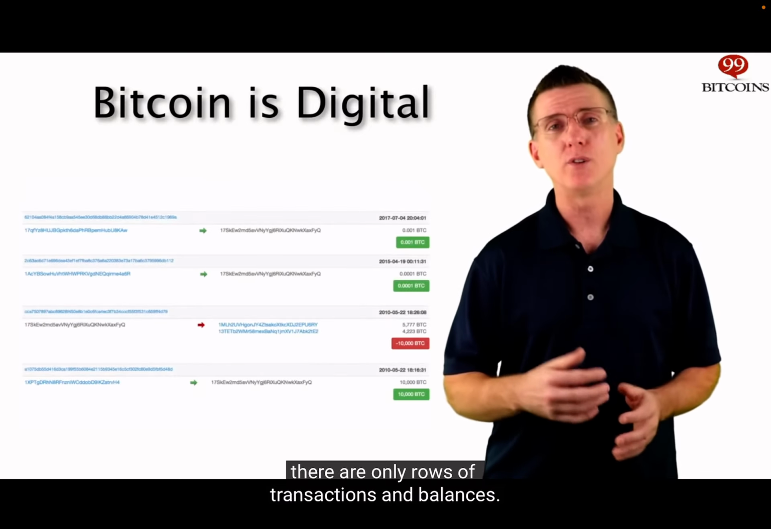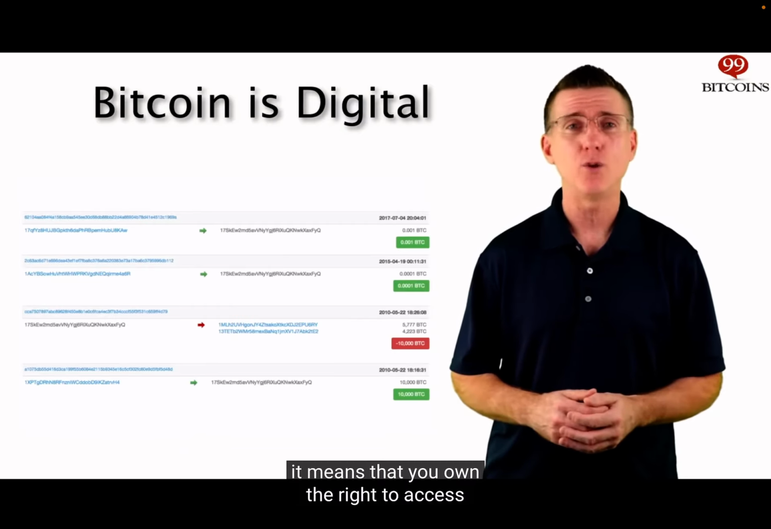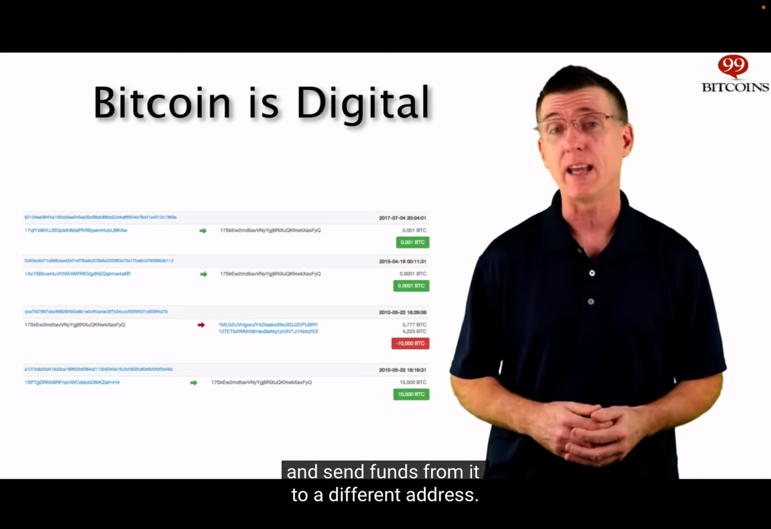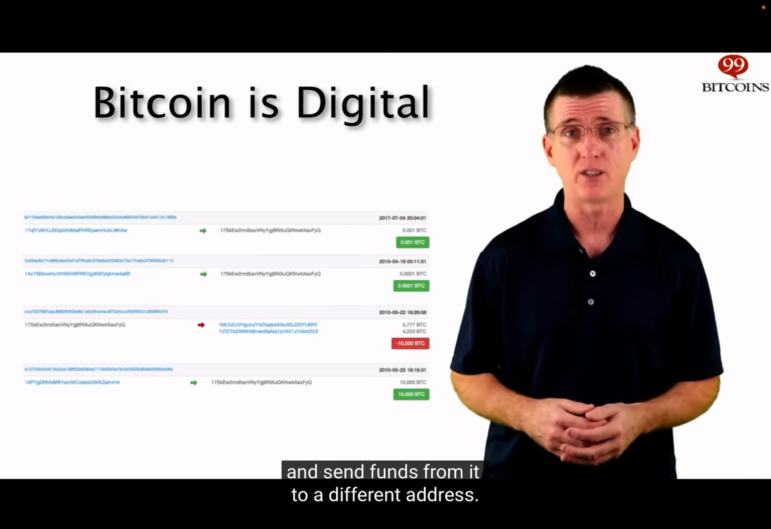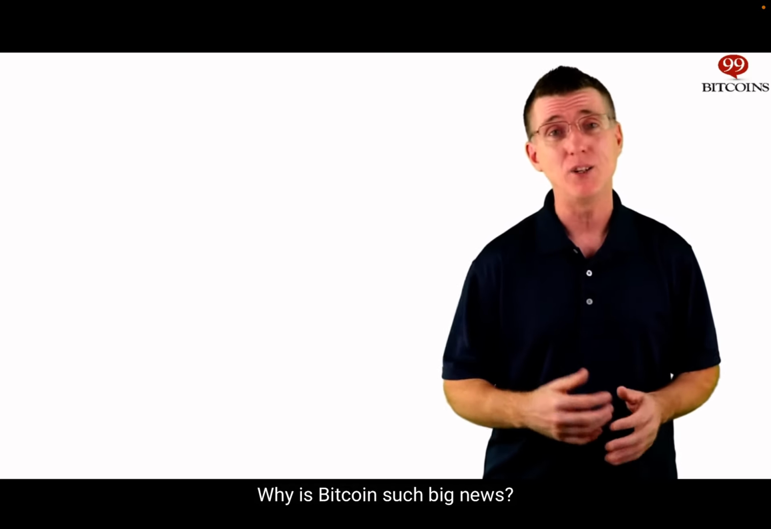There are only rows of transactions and balances. When you own Bitcoin, it means that you own the right to access a specific Bitcoin address record in the ledger and send funds from it to a different address. So, what does all of this mean? Why is Bitcoin such big news?